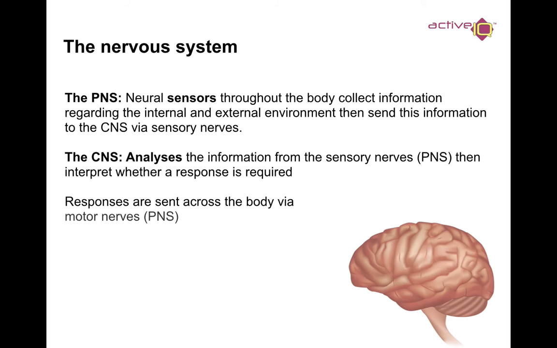So the nervous system, the PNS, which again is the peripheral nervous system, sensors throughout the body collect information regarding the internal and external environment, then send this information to the central nervous system via sensory nerves. Okay, so basically all your nerves gather the information, and then they all guide the information to the spinal cord, which then sends the messages back up into the brain, and the brain is the control center basically. And then, as we've said before, that decides what course of action is needed from within there, basically.